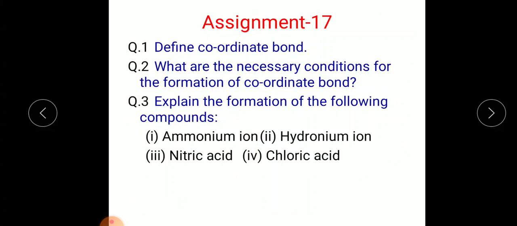Assignment for today, assignment 17. Question number 1, define coordinate bond. Question number 2, what are the necessary conditions for the formation of a coordinate bond? And question number 3, explain the formation of the following compounds: ammonium ion, hydronium ion, nitric acid, and chloric acid. You need to show the electron dot structures and how the coordinate bond has been formed. So complete this and send it in.